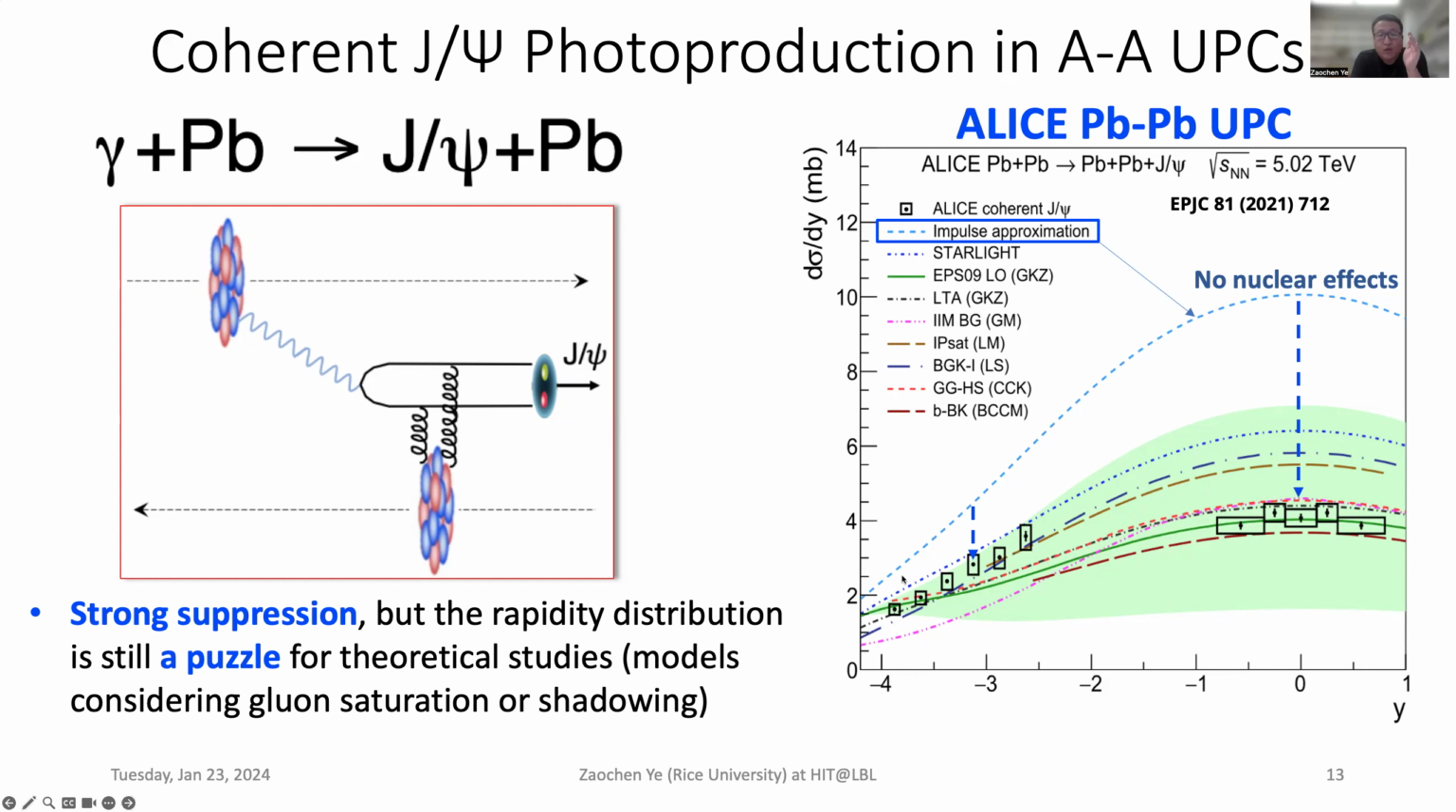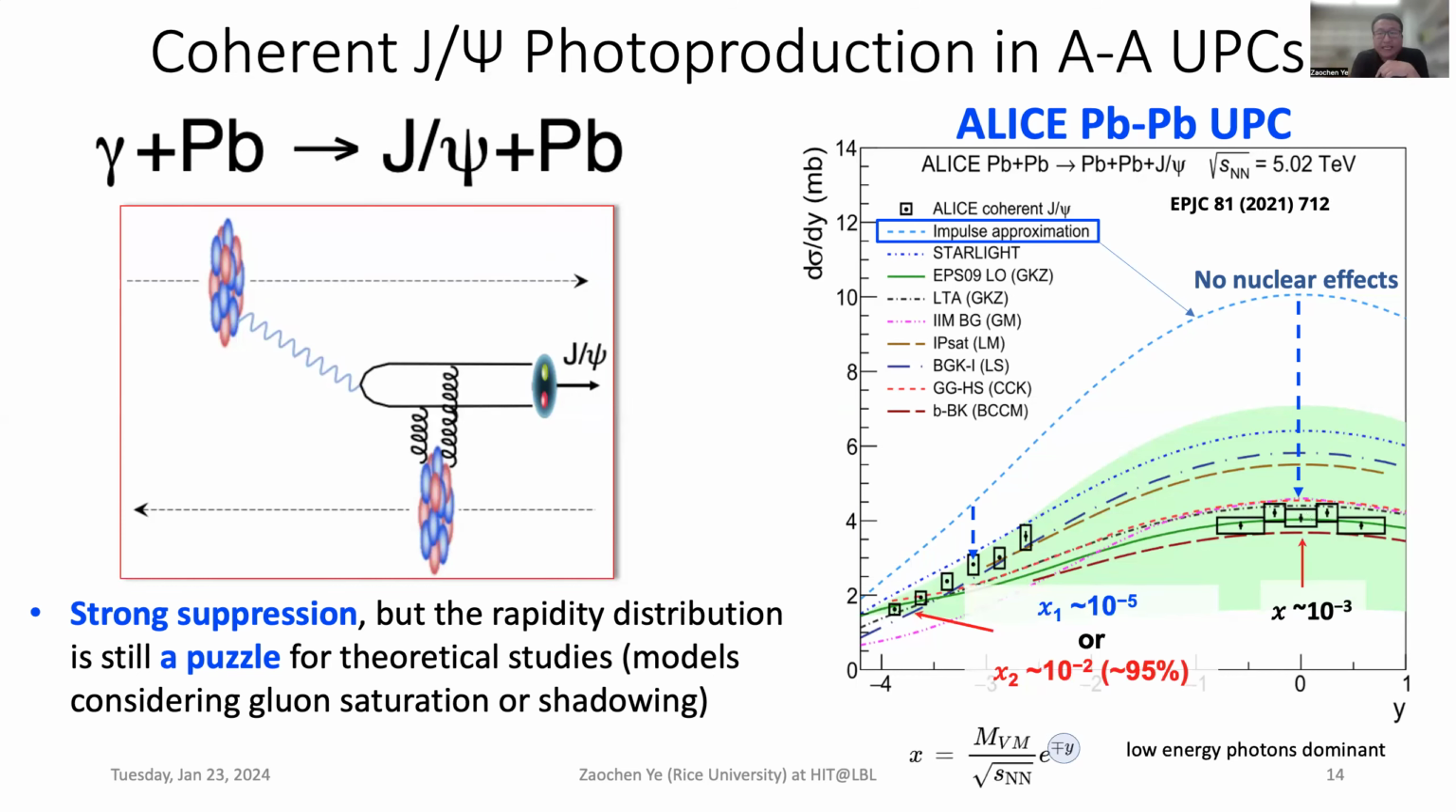However, the rapidity distribution of this data, from the high rapidity to the middle rapidity, is still a puzzle for theoretical studies. As we can see, all these models, no matter whether they consider gluon saturation or the shadowing effect, either miss the high rapidity or miss the middle rapidity data. None of these models can describe the entire rapidity distribution.